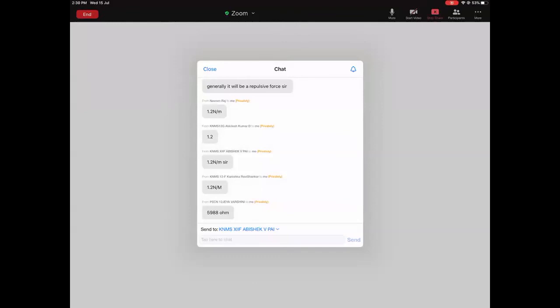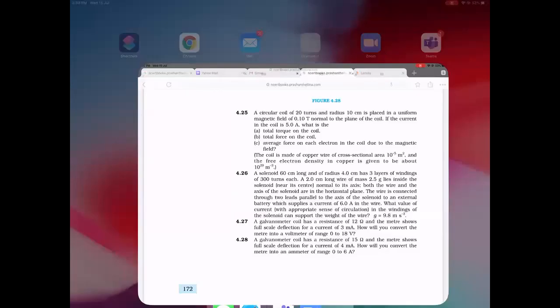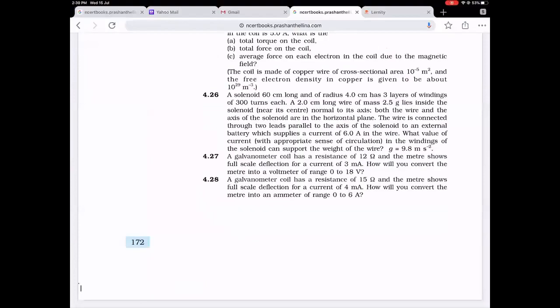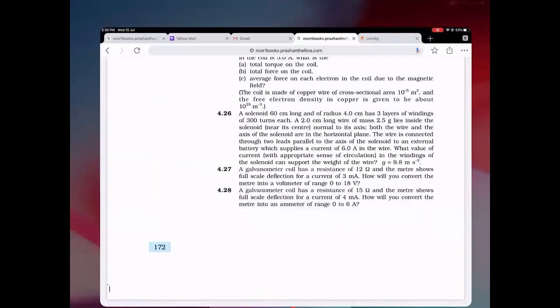Good. Yes, whenever you convert to a voltmeter, you have to add a resistor. Draw the diagram, and then you will get it. So the answer is simply 18 by 3, 6000 minus 12. So 6000 minus 12 is 59. Yeah, good, good. Do the next one also. Quickly do the next one.